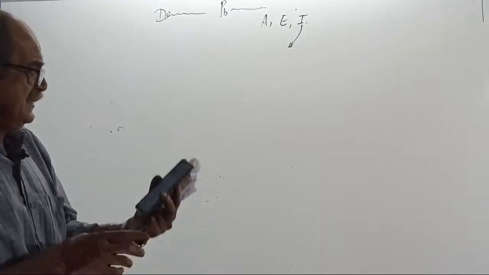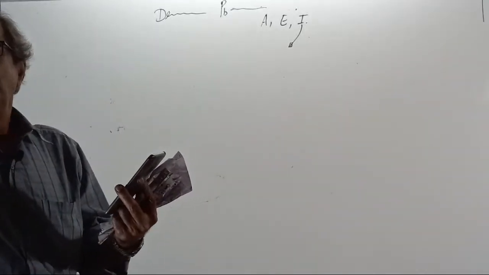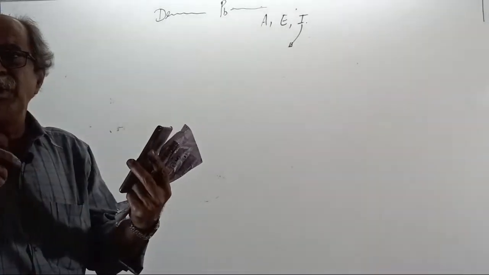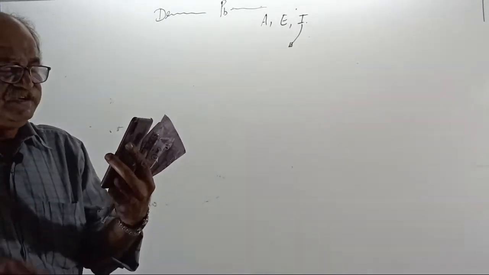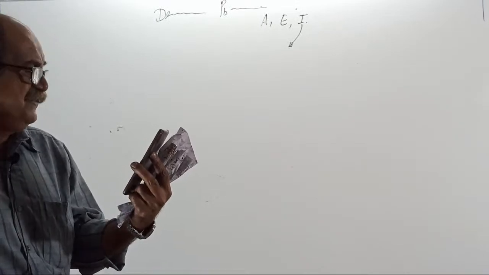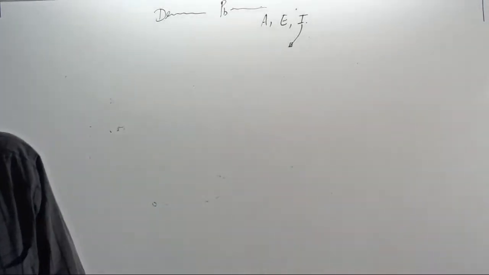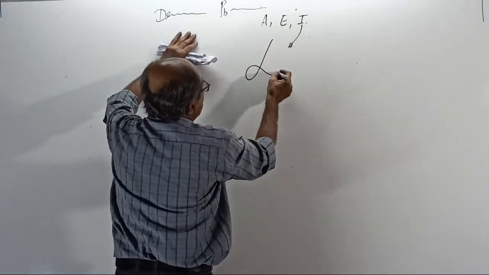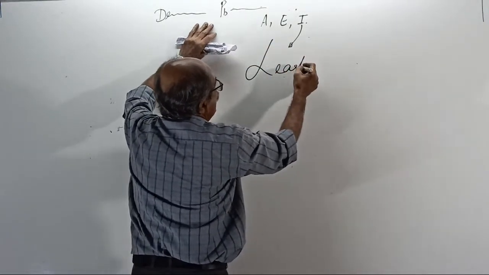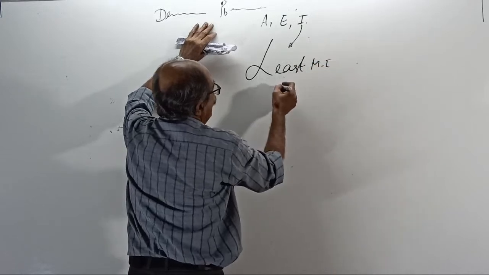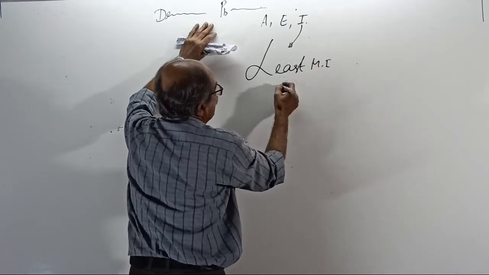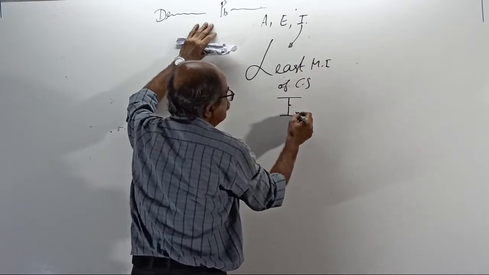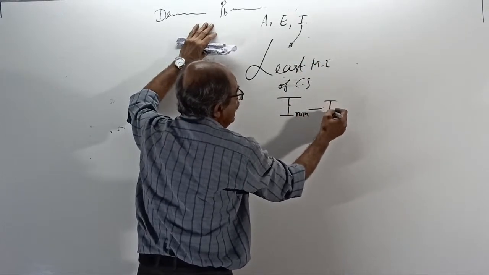See, different axes will have different moments of inertia. Which I do you have to consider? I will tell one by one. Which I? Least I. Remember, least moment of inertia of the cross-section. Or we will call it I minimum or I least.